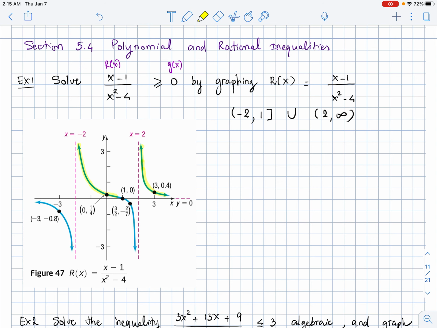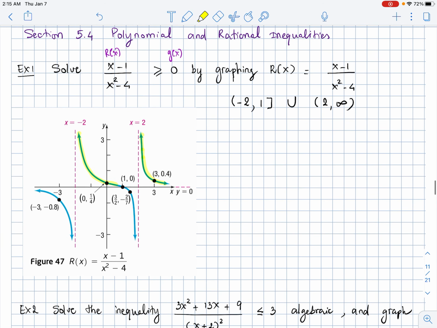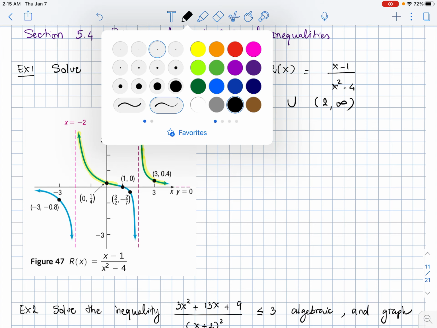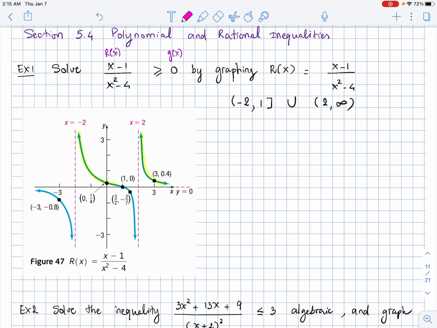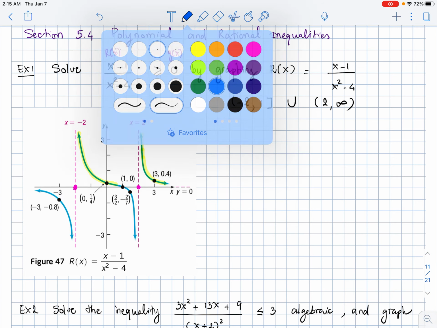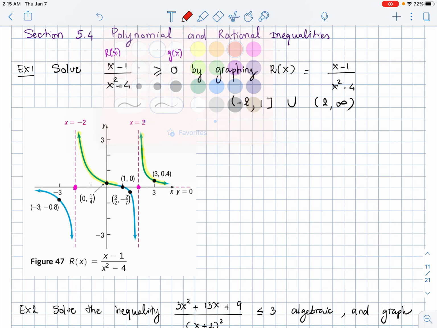So the idea to do this problem is that we pay attention to the special points. First of all, we have these points. The two pink points are the vertical asymptotes, and the red point is the x-intercept. So all we need to do is find the vertical asymptotes and the x-intercept.